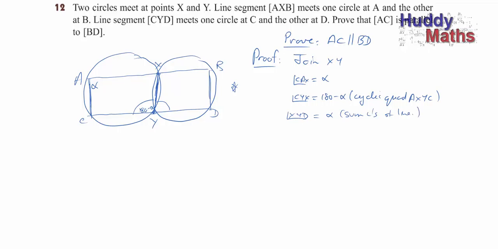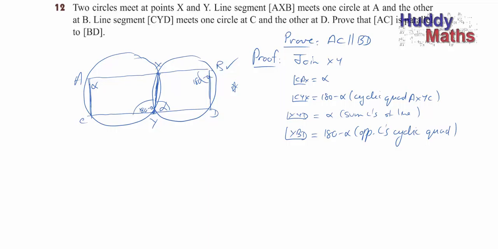Okay, and what else haven't we used yet? We haven't used the idea of this quadrilateral over here, XBDY, being cyclic. So let's do that. So angle XBD, this angle here, angle XBD will equal 180 take alpha, opposite angles of a cyclic quadrilateral. Okay, cyclic quadrilateral there, XBDY. So we'll put that in, 180 take alpha up there.